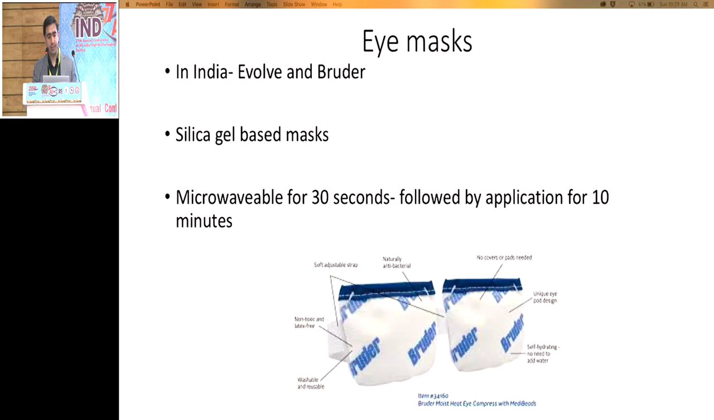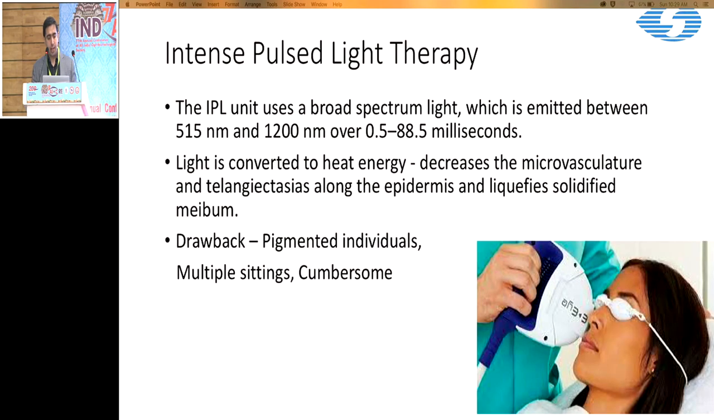with traditional warm compresses. So the eye masks that I mentioned from Bruder and Evolve, these are microwavable for about 20 to 30 seconds and followed by application over the eyes for about 10 minutes. IPL therapy uses a broad spectrum light which is emitted between 515 and 1200 nanometers. The light is converted to heat energy and decreases the microvasculature and telangiectasias along the epidermis and liquefies solidified meibum. The drawback is that studies say it's not very useful in pigmented individuals.